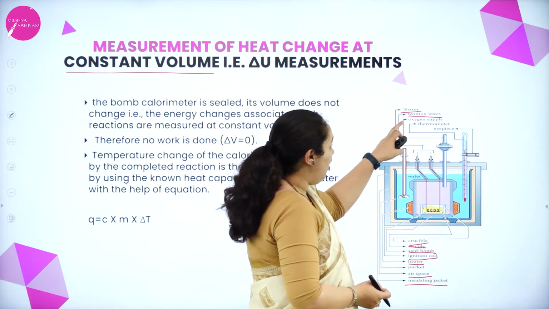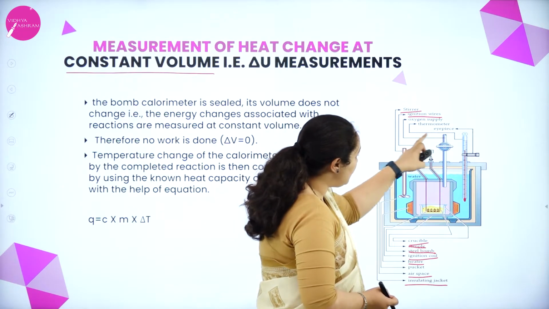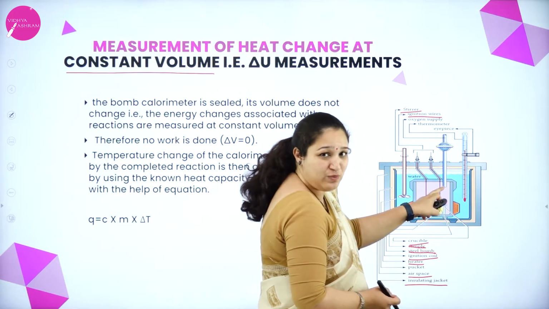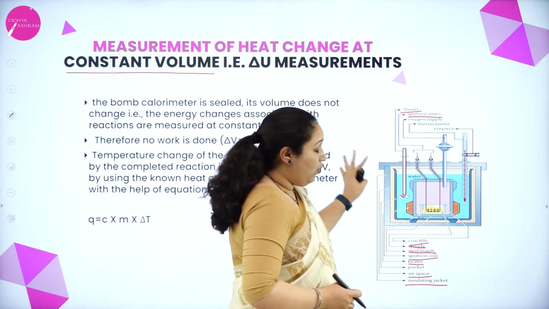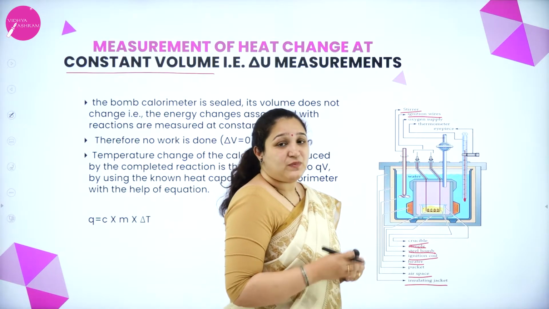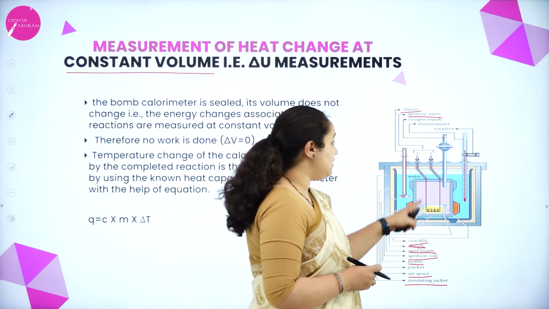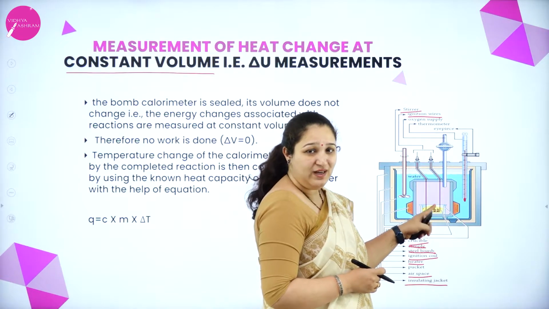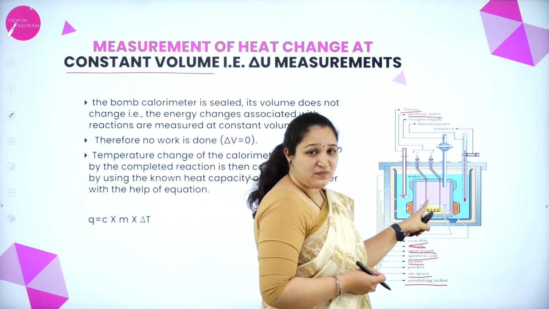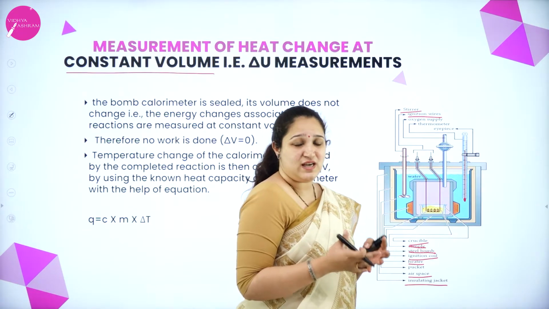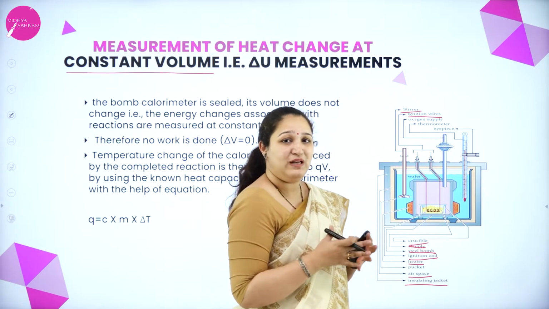And also oxygen can be supplied here. You can see there is an oxygen supply. Okay, so this is what is there in the bomb calorimeter. Now what happens is, through the ignition coil, we ignite the sample of known mass. When combustion is taking place, heat will be liberated.